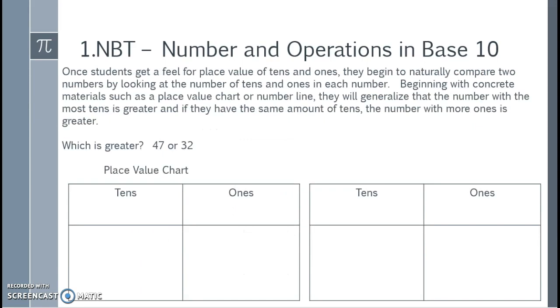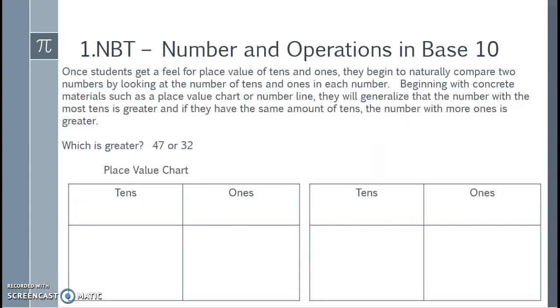Once students get a feel for place value of tens and ones, they begin to naturally compare two numbers by looking at the number of tens and ones in each number. Beginning with concrete materials such as the place value chart or a number line, they'll be able to generalize that the number with the most tens is greater, and if they have the same amount of tens, the number with more ones is greater. So let's identify which is greater, 47 or 32.